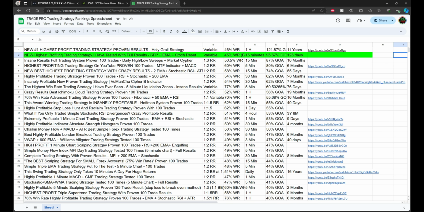As we can see, it's the best strategy here, considering this one isn't really realistic. The number one spot holder that got 121.87% gain on the account took 11 years to do that. So with 125 days and nearly 100% gain on the account figure, this one is ridiculous, and the results are incredibly impressive. So I'd say this is the new best, highest profiting trading strategy that I have tested on the channel. So got it on the strategy ranking spreadsheet.